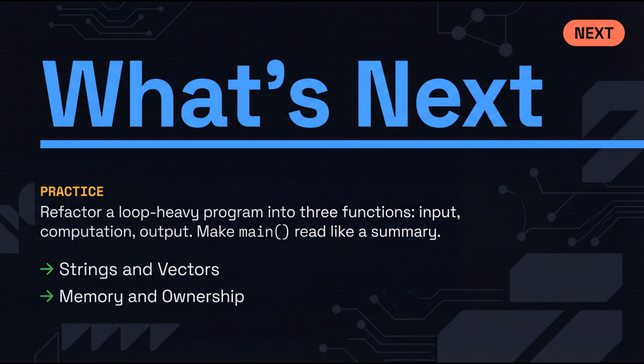For next topics, continue with strings and vectors to learn how C++ handles text and dynamic collections. Then, memory and ownership to understand how data lives and dies in C++ programs. Control flow and functions are the skeleton of every program. Now it's time to fill in the muscles.